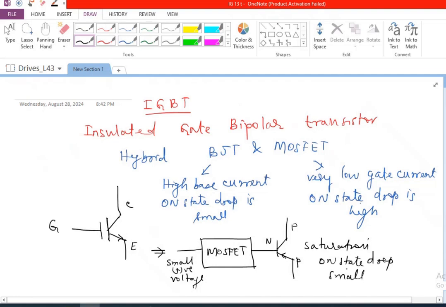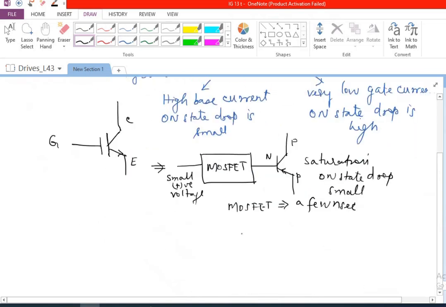So this is essentially looking at, if we say MOSFET is having almost a few nanoseconds of turn on and turn off time, and if we talk about BJT having a drop of only about 0.7 volts or 0.6 volts, both are combined together in the case of IGBT.